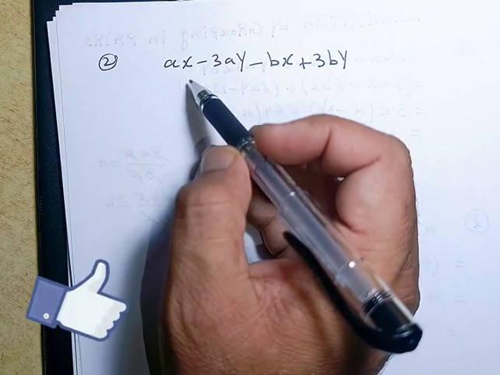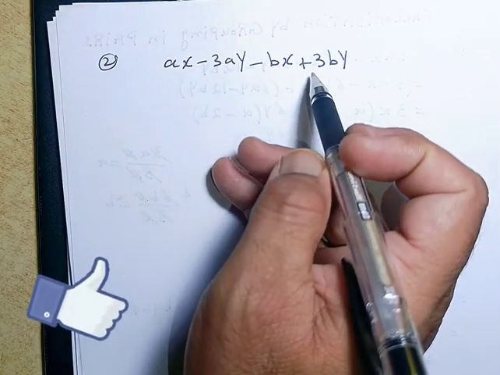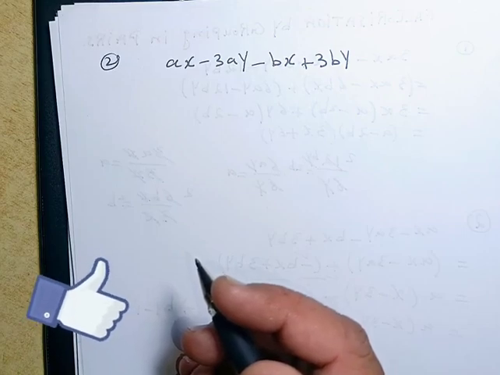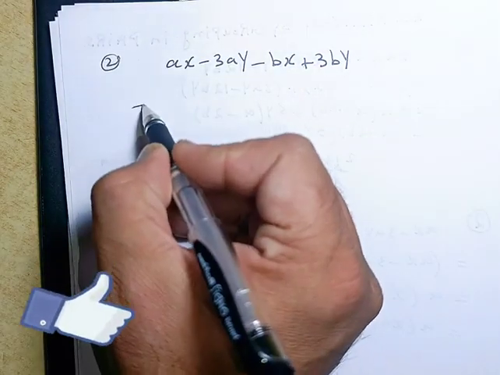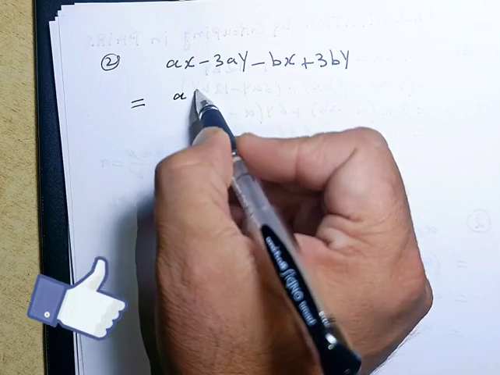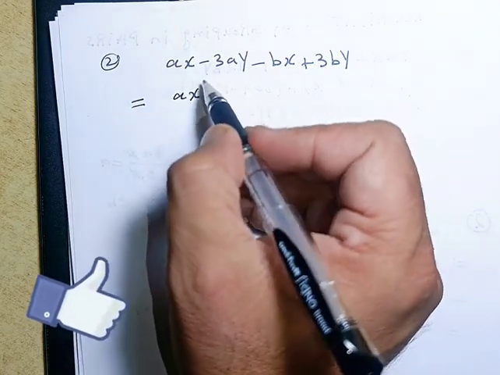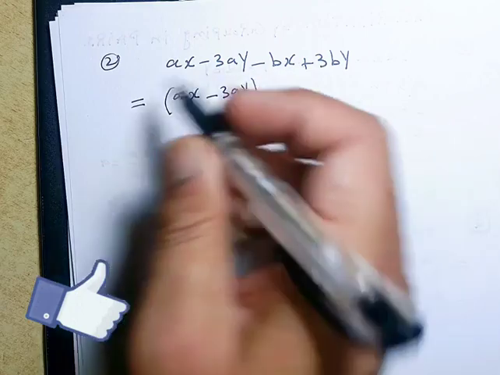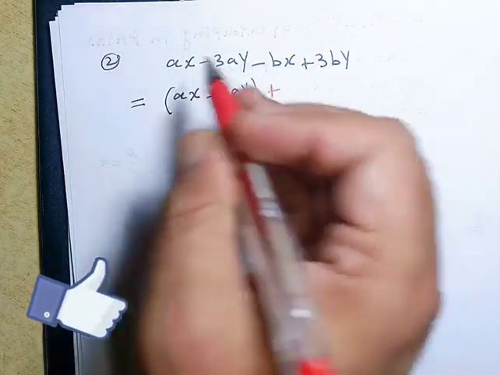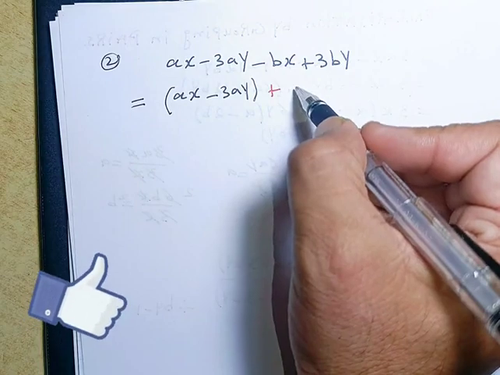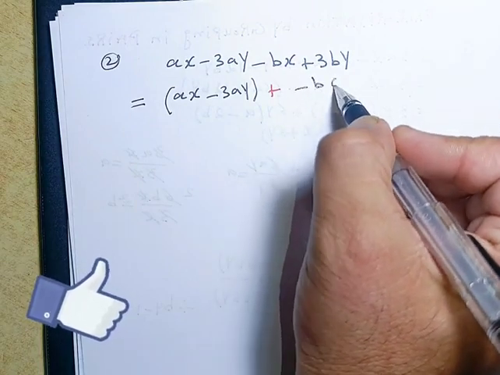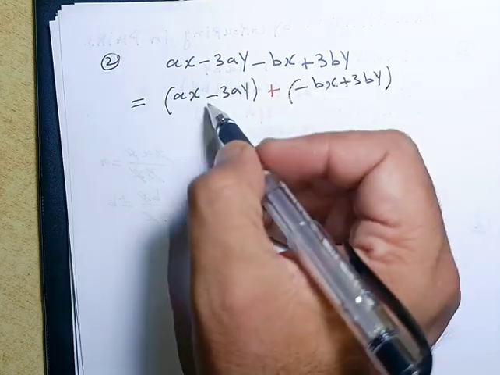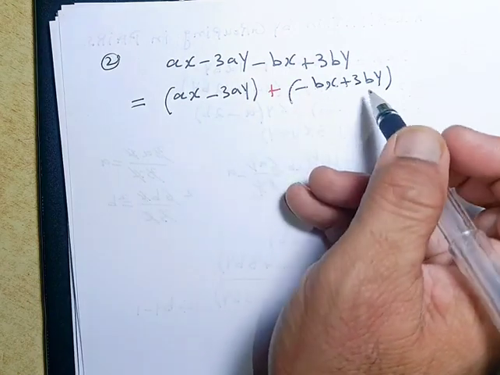This is my second question. ax minus 3ay minus bx plus 3by. Put brackets around the pairs separated by a positive sign. So obviously this is my first bracket, ax minus 3ay, the first two terms. Now separated by a positive sign, and this is my second expression, second bracket. Group in pairs.